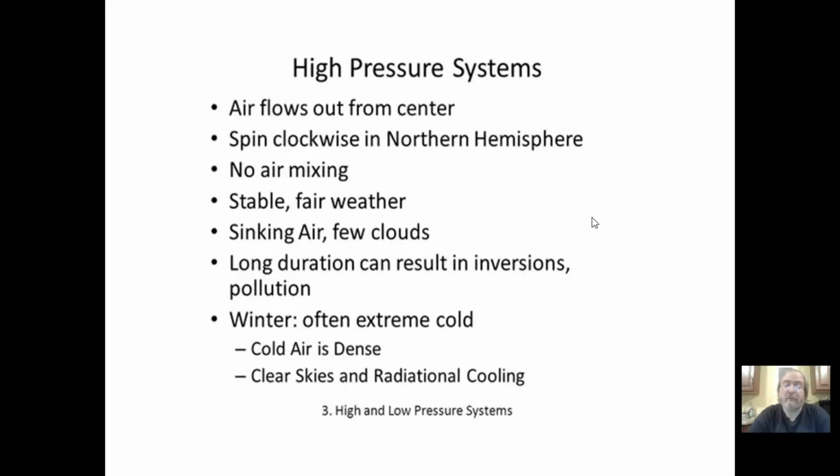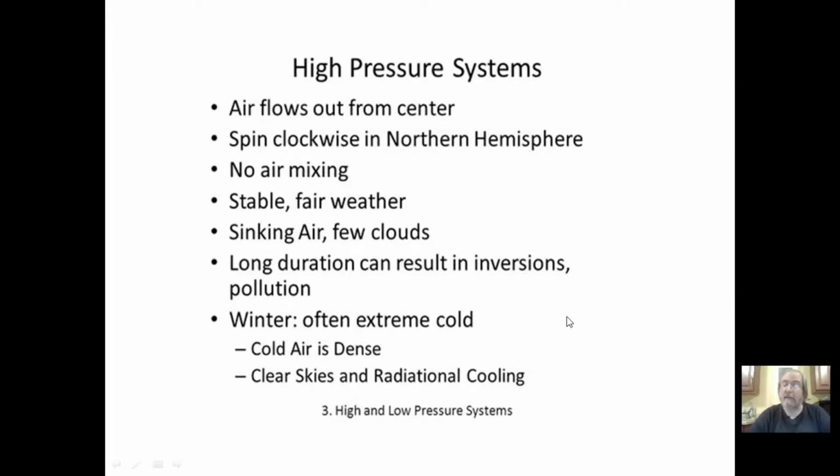Long duration can result in inversion and pollution. Inversion is where you have basically warmer air trapped at elevation, as opposed to always the temperature decreasing as you go up in altitude. In winter, it's often extreme cold.